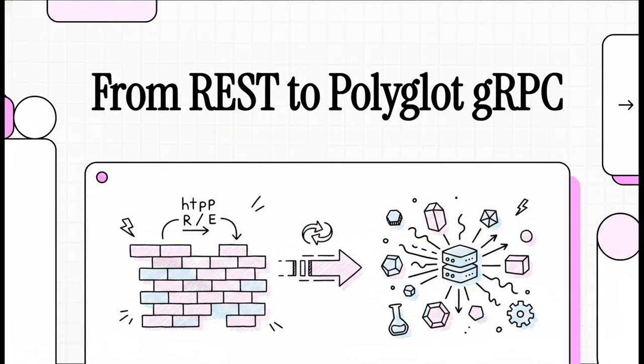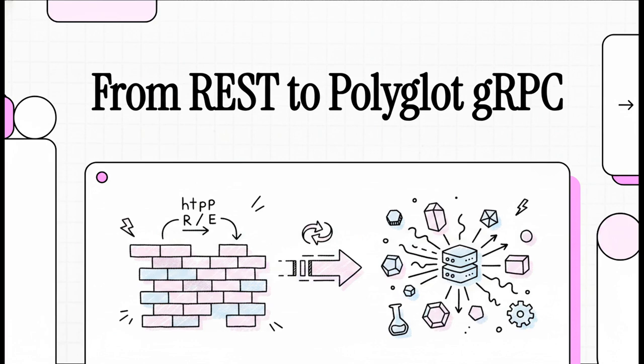Today, we're diving into one of the most exciting shifts in modern API architecture. If you've been building systems that actually need to handle massive, enterprise-grade scale, you've definitely felt the growing pains of traditional REST architectures. So we're going to explore a really brilliant guide on how to scale those high-performance systems by making the leap from REST to a polyglot gRPC architecture.